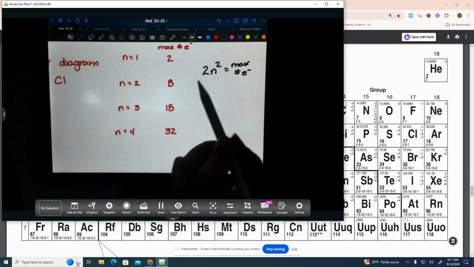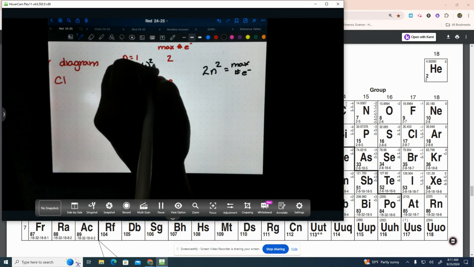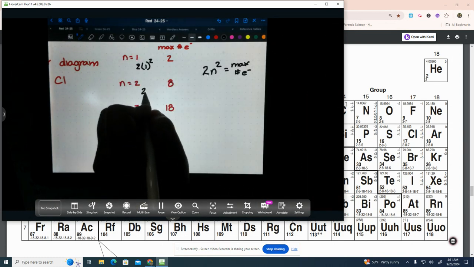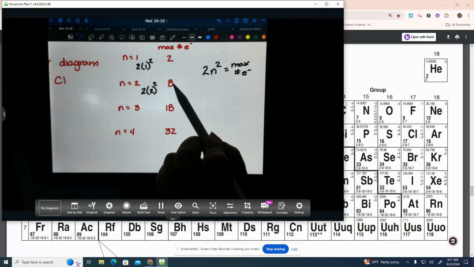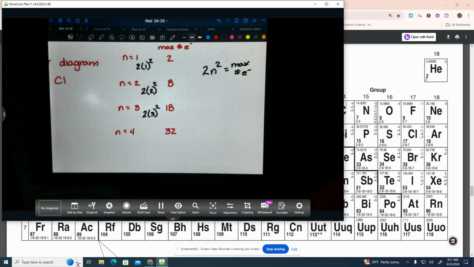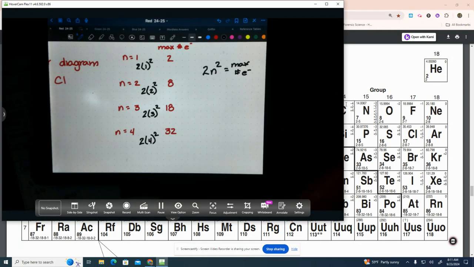So if you think about it, if n is 1, 2 times 1 squared, that's going to give you 2. If n equals 2, 2 times 2 squared, do your parentheses, exponent, PEMDAS, right? 2 squared is 4 times 2 gives you the 8. 2 times 3 squared is going to give you 3 squared is 9 times 2 is 18. And 2 times 4 squared is 16 times 2 gives you 32. That's where those numbers are coming from.